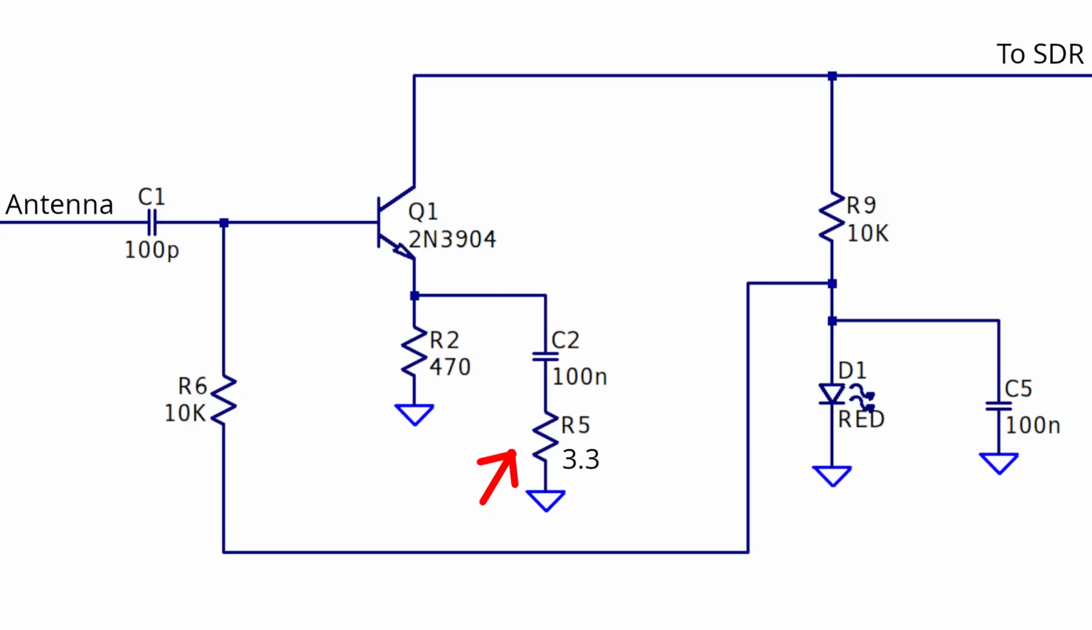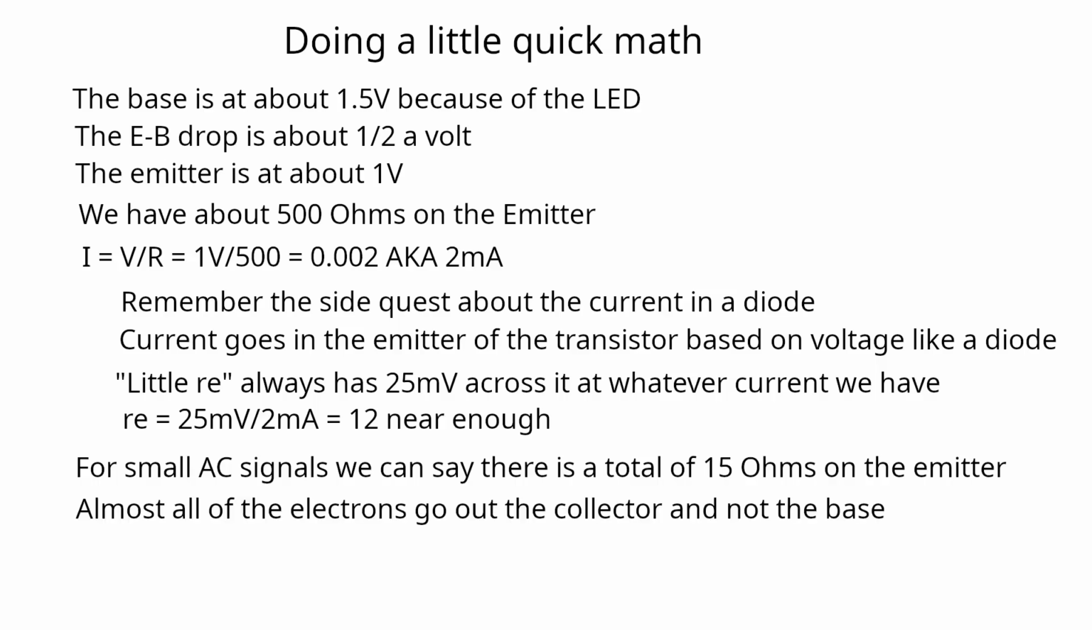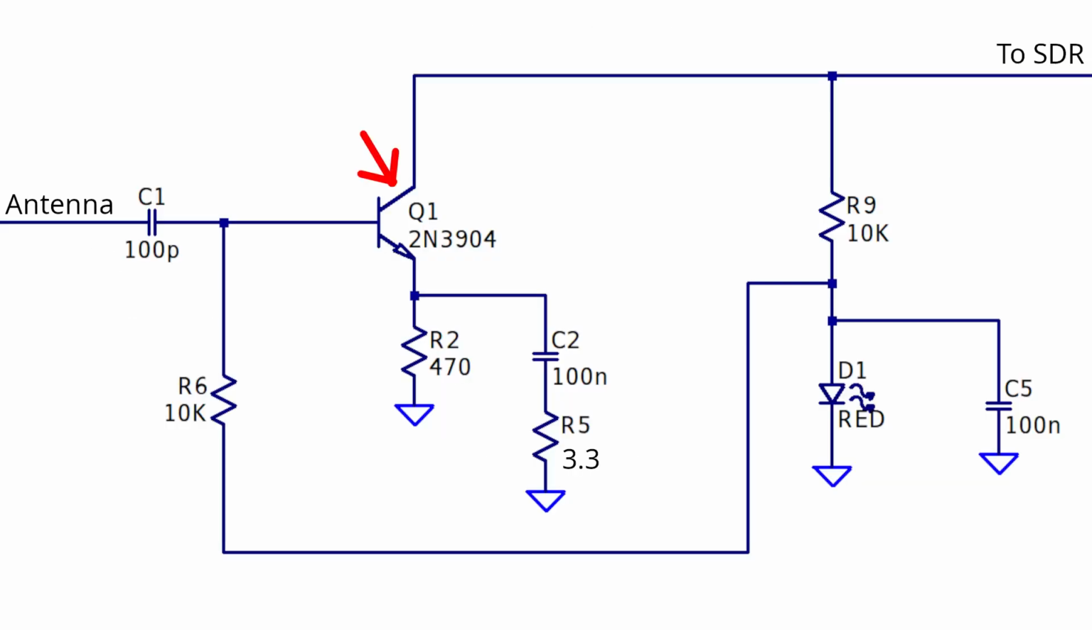R5 and C2 put something like 3 ohms in series with the 12 ohms that we just calculated. So we can say the emitter of the transistor has a resistance of about 15 ohms for small changes in the voltage. Almost all of the current that goes in the emitter of the transistor goes out on its collector.